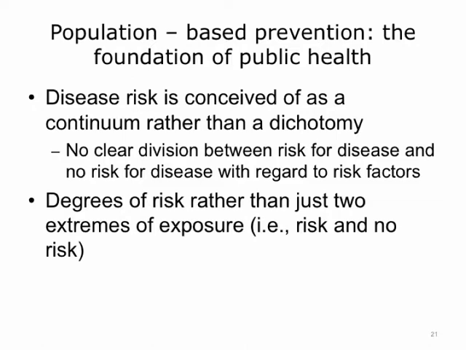3 points are most important to understanding population-based prevention, which is the foundation of public health. First, disease risk is conceived of as a continuum rather than a dichotomy. There is no clear division between risk of disease and no risk for disease with regard to levels of risk factors, for example, blood pressure, cholesterol, physical activity, diet, and weight. People don't have blood pressure, yes, or blood pressure, no. They have levels of blood pressure that puts them on a continuum of risk. Any population model of prevention recognizes that there are degrees of risk, rather than just low extremes, extreme risk, and no risk.